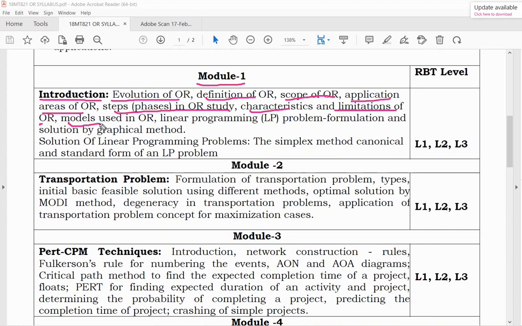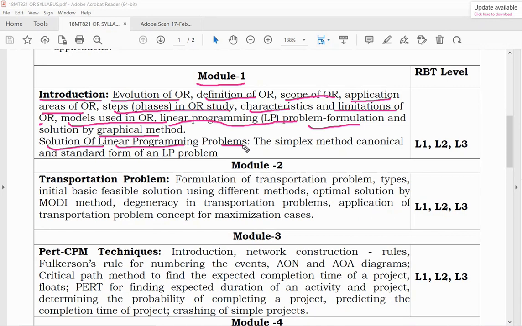Then there are many models to resolve many problems present in industries or any organization, any business model. All those things we can also discuss. Then linear programming, problem formulation. That is the analytical method. Another one is the graphical method. Then whatever we are modeling, how you need to resolve that problem. That can be made with respect to the solution of linear programming.